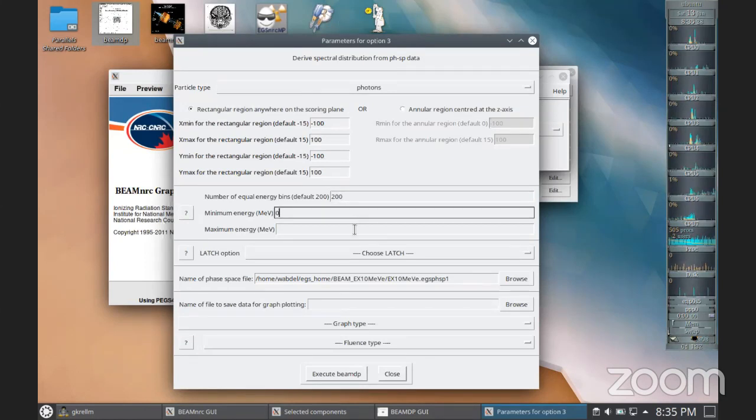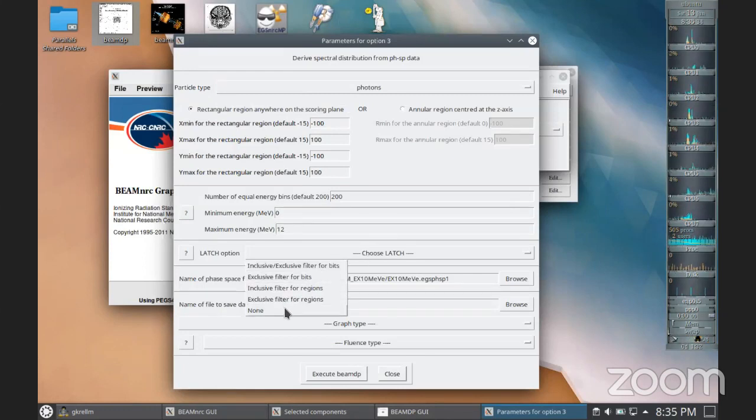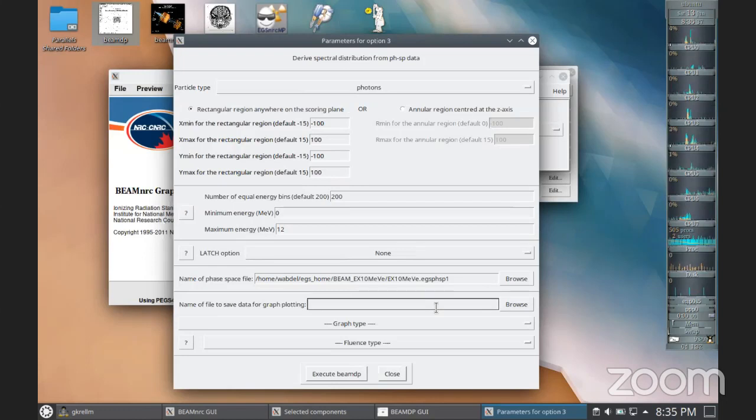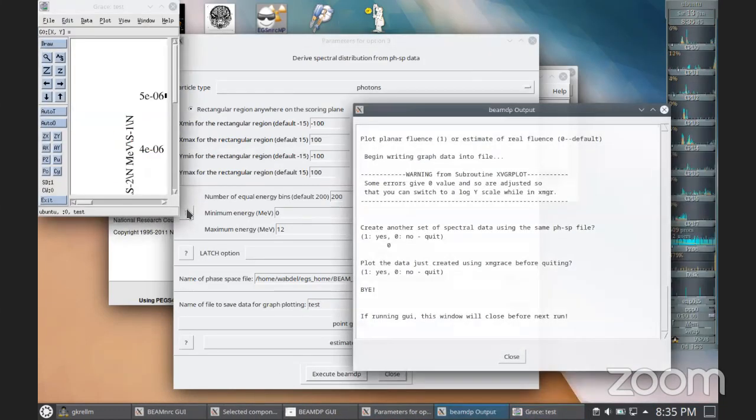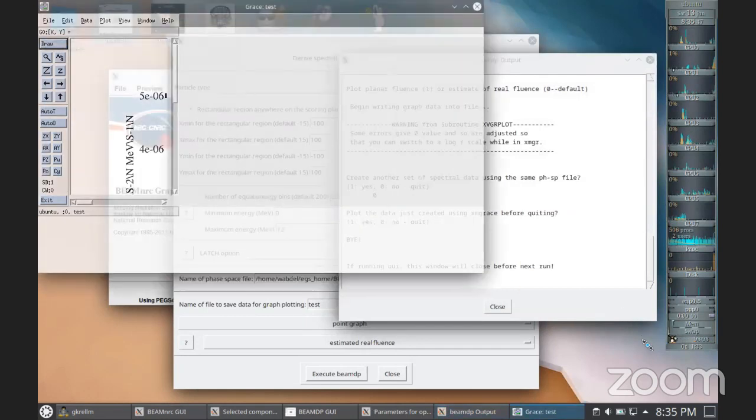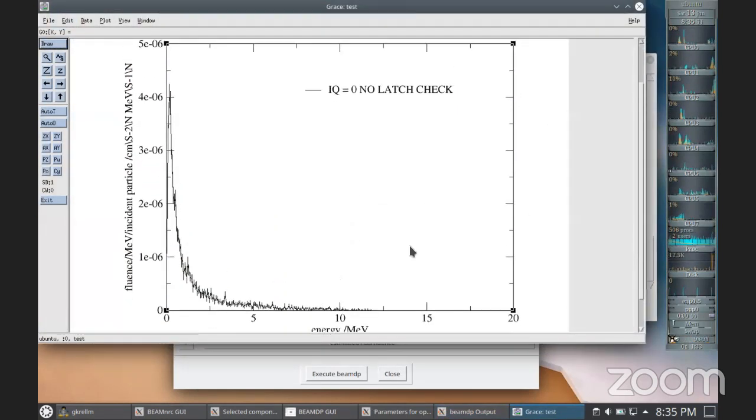200, and this is 12, so we'll put 12. Okay, so none, we don't want latches. Okay, test, graph type, point graph, fluence type, estimate rate fluence, and let's execute. Okay. So this is the spectrum of the photons that are coming from the linac when it's operated in a 10 MeV electron beam mode. Most of these photons are, this is 2.5, so let's have energy less than 1 MeV.